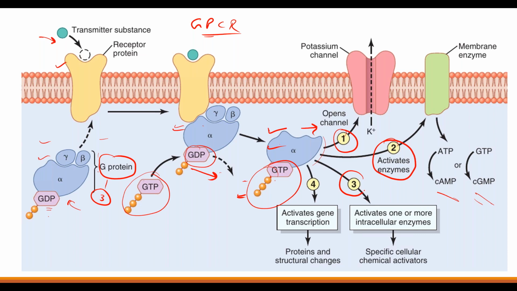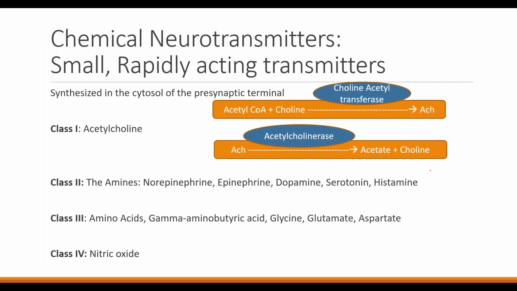So they can also activate the intracellular enzymes. These intracellular enzymes will lead to various reactions inside the cell. They can also lead to long-term actions via gene transcription, and ultimately some protein formation, structural changes, membrane changes, ultimately in the long term they can also happen. So G protein coupled receptor, with the help of G protein alpha subunit especially, leads to a magnitude of actions which can happen, right?